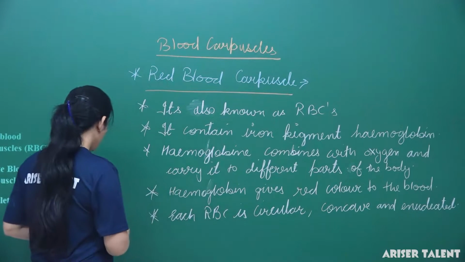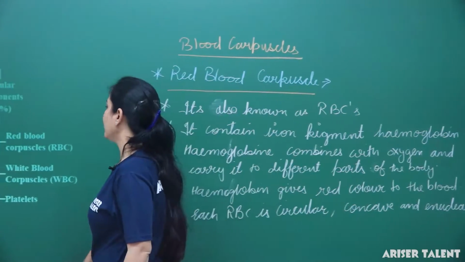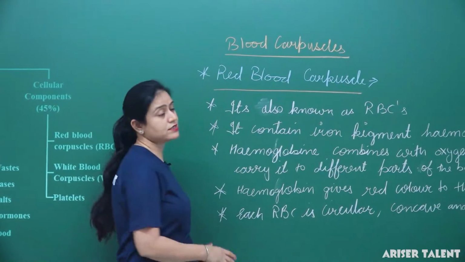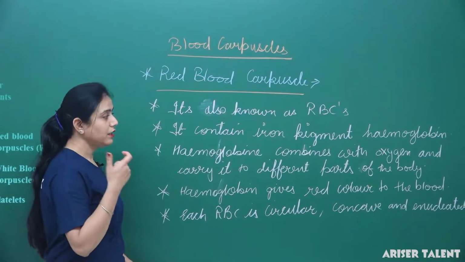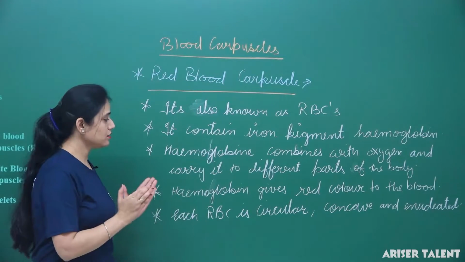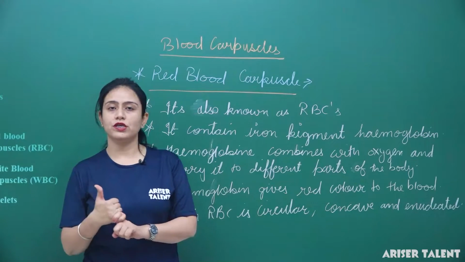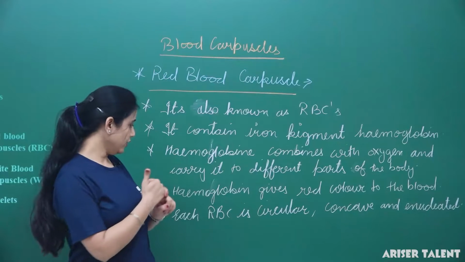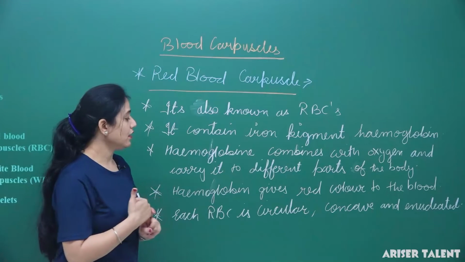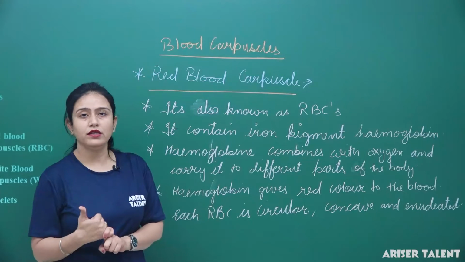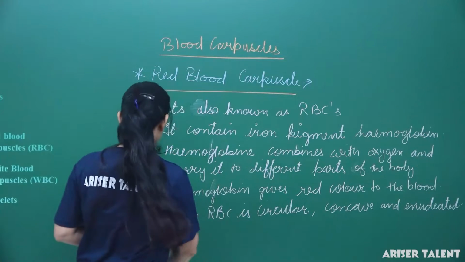Now we are going to talk about WBC. Here we talked about the RBCs, red blood corpuscles. They contain the iron pigment known as hemoglobin. Hemoglobin combines with oxygen and makes oxyhemoglobin, which is carried by blood to the different parts of the body. Hemoglobin gives red color to the blood, and each RBC is circular, concave and enucleated. Now we are going to talk about white blood corpuscles.